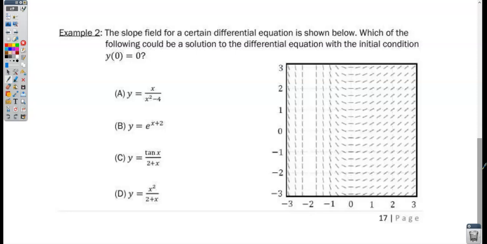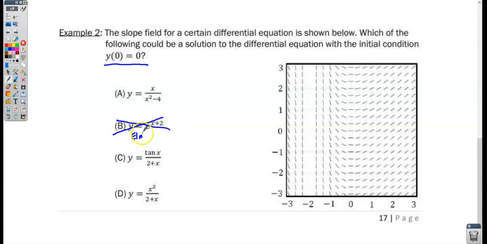Alright, so first of all, which of these could be a solution to the differential equation with the initial condition y of 0 equals 0? So if I substitute 0 into each of these for x, I should get 0 for y if it's a possible solution. If I substitute 0 in here, I get 0 over negative 4, that is 0, so that passes the initial condition test. If I substitute 0 in here for x, then y is e squared. E squared is not equal to 0, so I can eliminate this one.